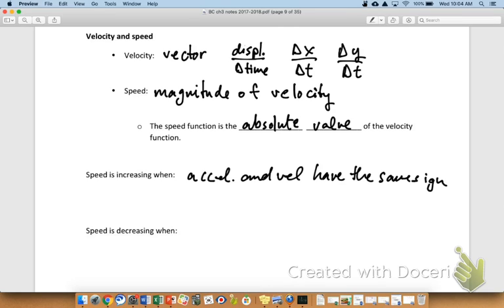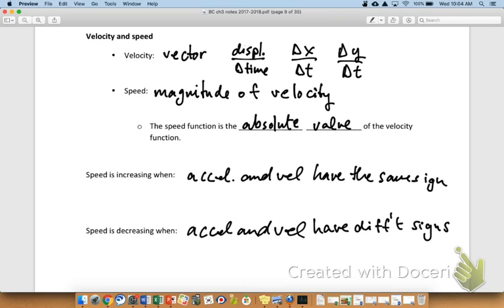So then the speed would have to be decreasing when what would happen? What would be the conditions? Different signs, yeah. Nick, I'm sorry I caught you right there in mid-bite. If they have different signs, so if one of them is positive, the other one's negative, or vice versa, right?